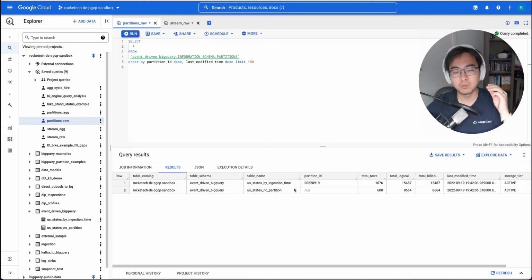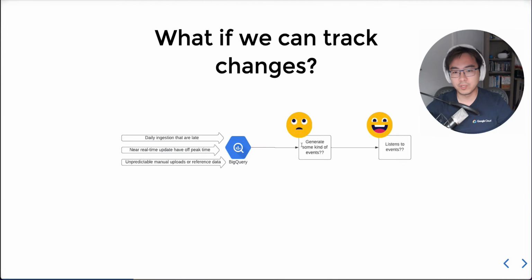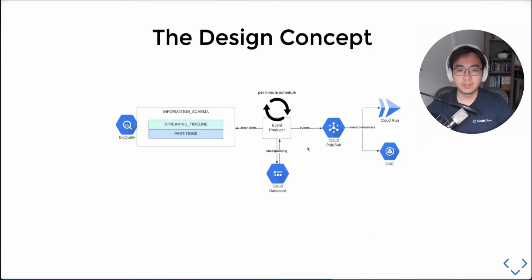Coming back to what I was talking about earlier with events, this is very important: if we can generate some kind of events and then listen to those events, now we have a possibility to do that. Okay, let's look at the design concept here. The way I came up with to solve this problem is to have a per minute schedule in the middle, utilizing those two information schema views.